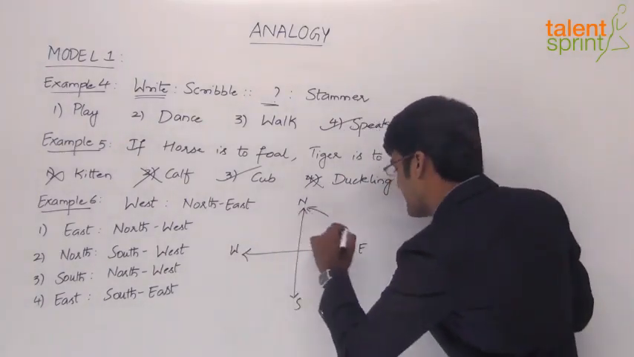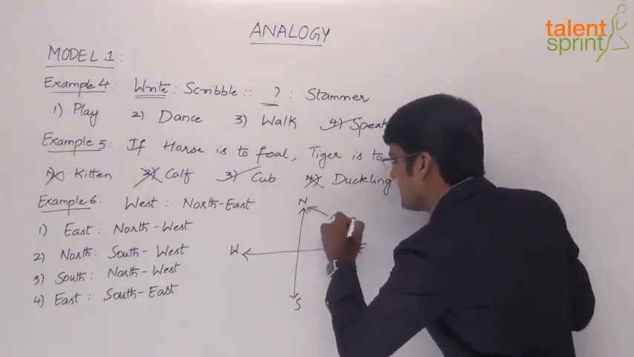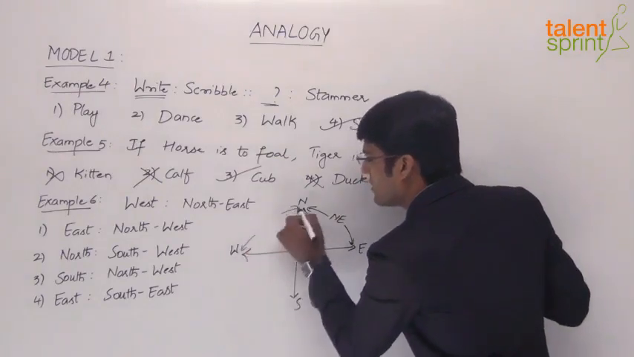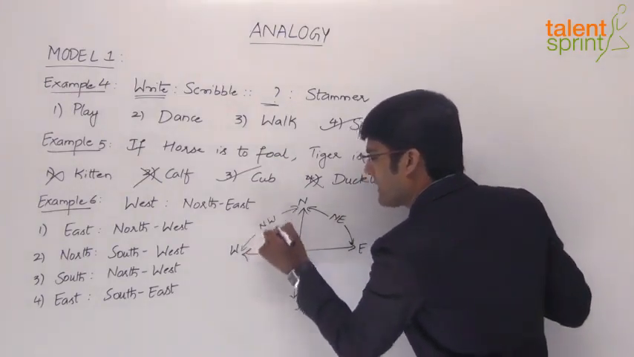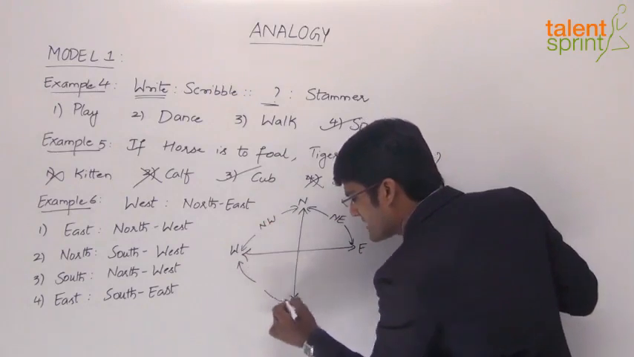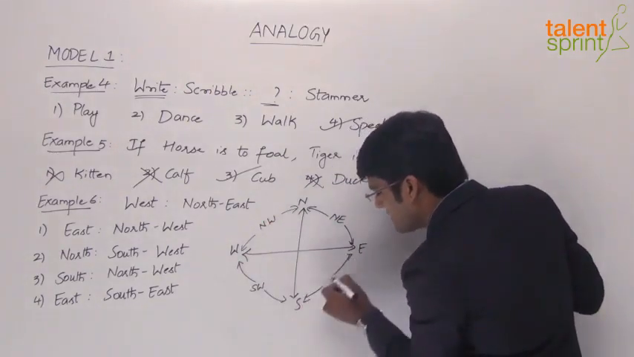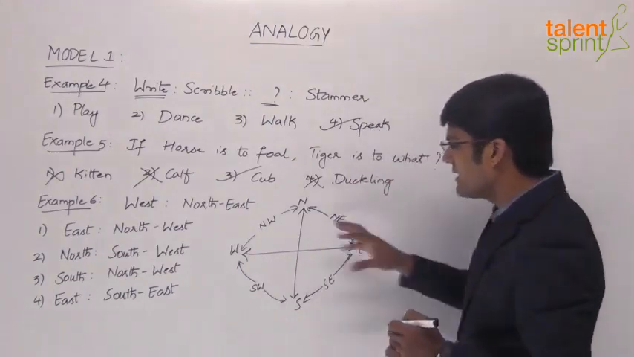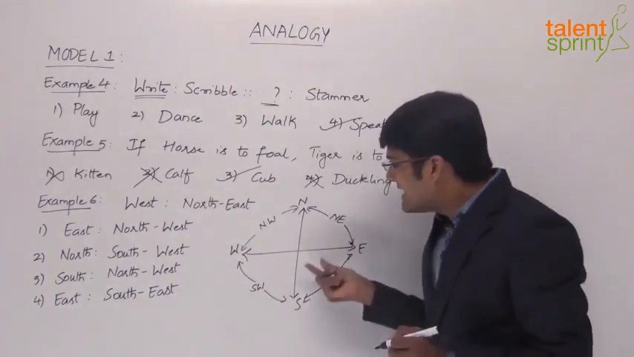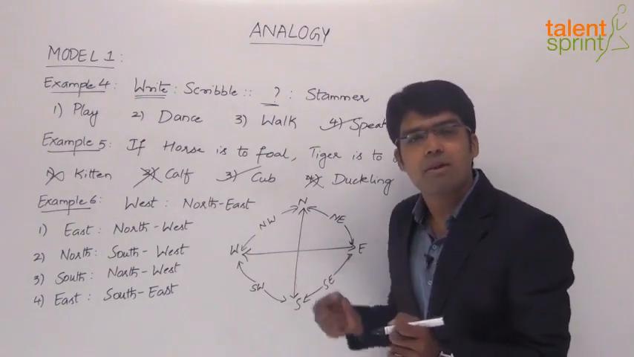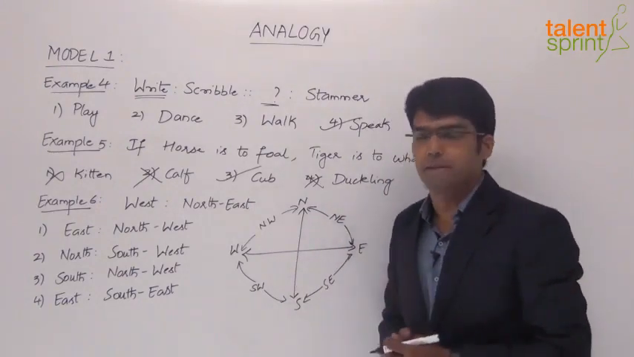So any direction which lies between north and east is northeast. Likewise, the direction between north and west is northwest. Any direction that falls between west and south is referred to as southwest, and between south and east is referred to as southeast, right? So these are the intercardinal directions. For detailed understanding, you can just refer to the topic of directions, which is a part of reasoning.